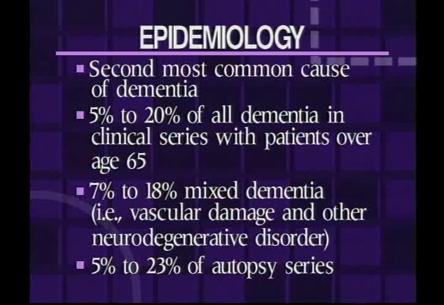We now know that it's the second or third most common cause, with Alzheimer's disease causing the lion's share of dementia. In fact, only 5 to 20% of all dementia, based on clinical series, is attributable to vascular disease. We do know, however, that many patients have several disease processes with dementia, and vascular and mixed dementia is fairly common, accounting for anywhere between 7 to 18% of all mixed dementias.